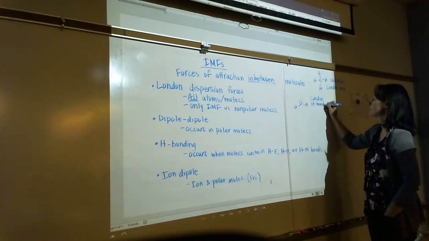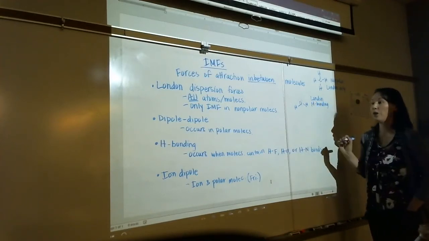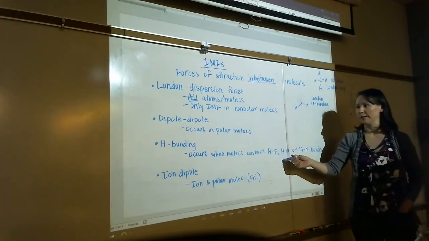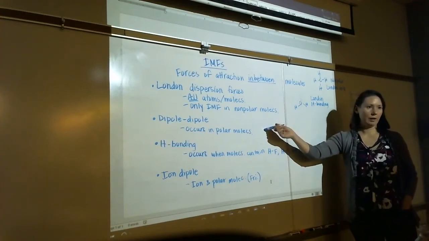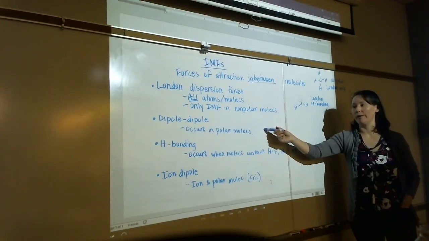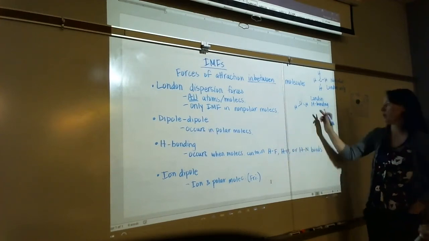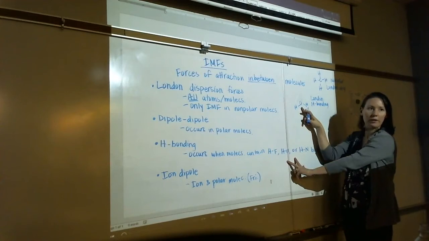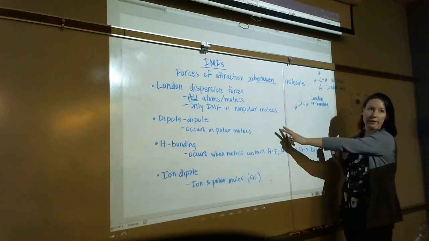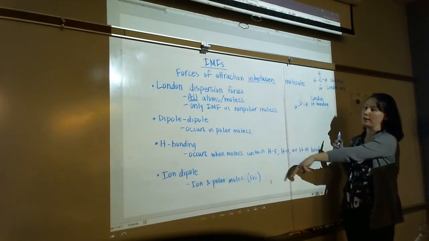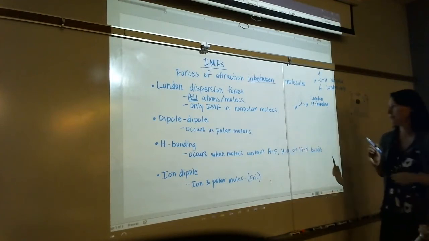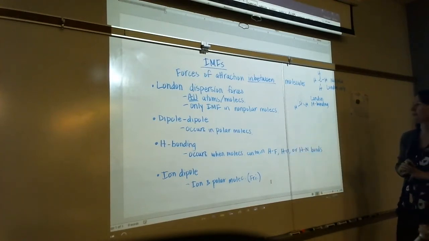So is dipole-dipole one? No, because hydrogen bonding is a special type of dipole-dipole. Now I'll show you an example of one that contains both. But because the only bonds here are OH, that's why it's hydrogen bonding and not hydrogen bonding and dipole-dipole. I'll show you an example of one that contains both on Friday. I don't think I'll have time to show it to you today.